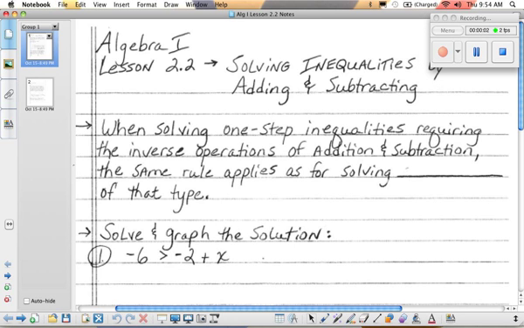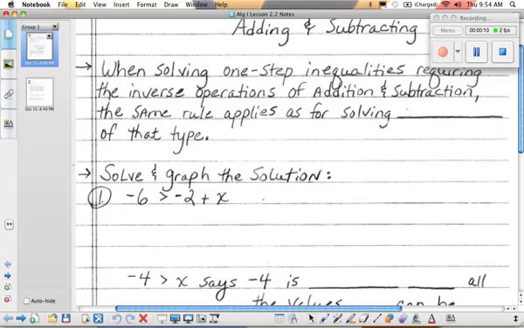Okay, so we will only spend one day on this lesson, lesson 2.2, solving inequalities by adding and subtracting. When we're solving these one-step inequalities that require the inverse operations of addition and subtraction, the same rule applies as if we were solving an equation. Nothing is different. You just follow the same rules you would if you were solving an equation of that type.